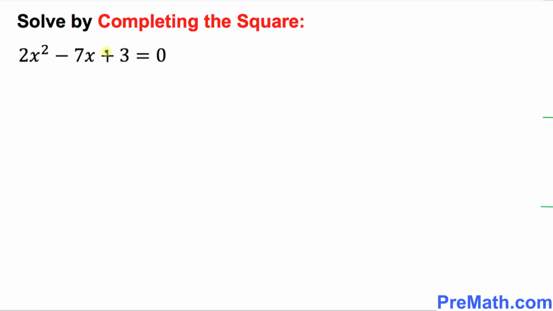The very first thing, I want to make sure that we have only x variables on the left hand side. That means this 3 must go on the other side. So that means 2x squared minus 7x equals, when you move this positive 3 to the other side, it becomes negative 3.